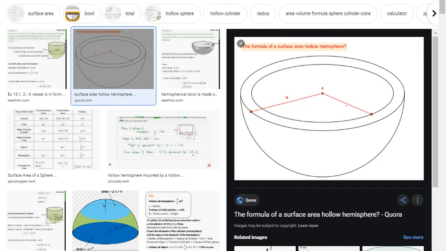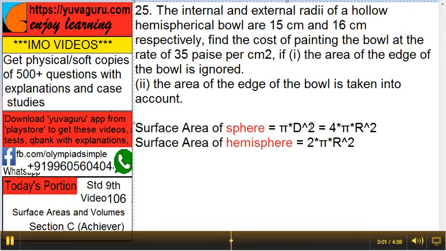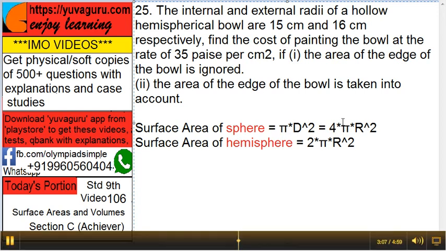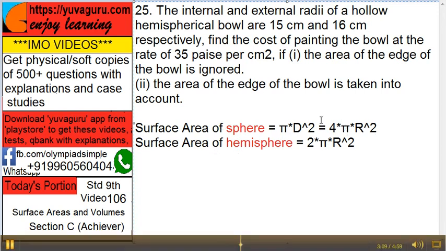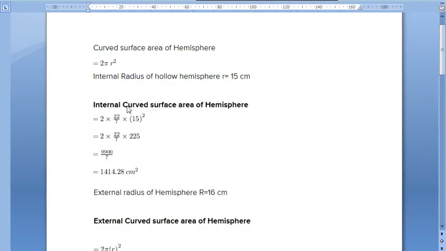Right? Here surface area of a sphere equals pi d square, but this can also be written, since d equals 2r, as 4 pi r square. So surface area of hemisphere will be half of this, that is 2 pi r square. Remember this formula. Case number 1, where thickness is not considered. Internal curved surface is 2 pi r square, where r is 15.